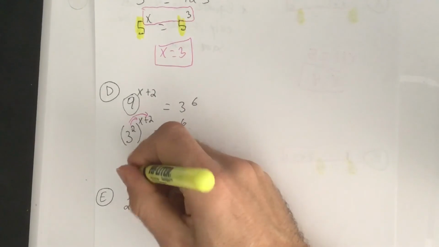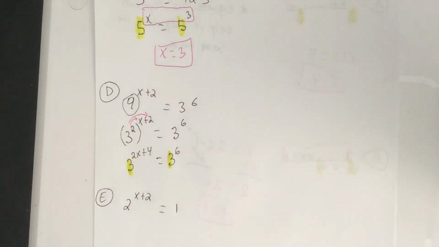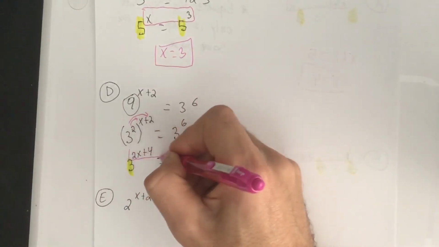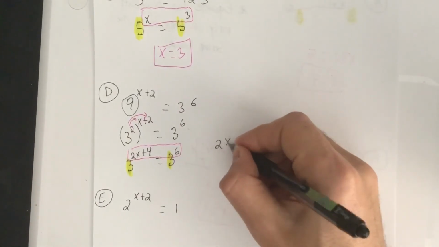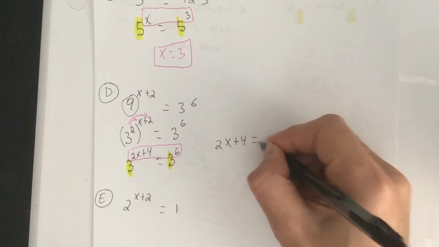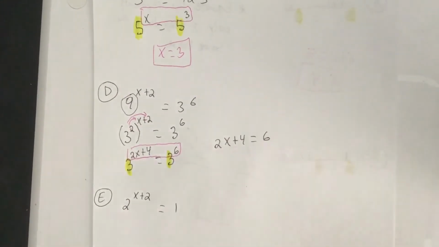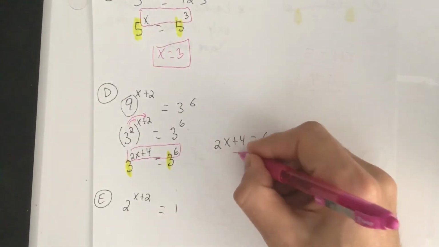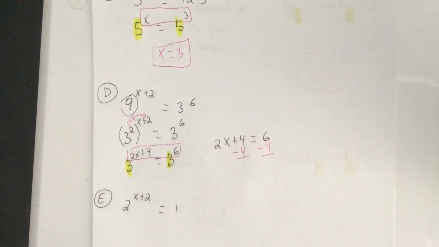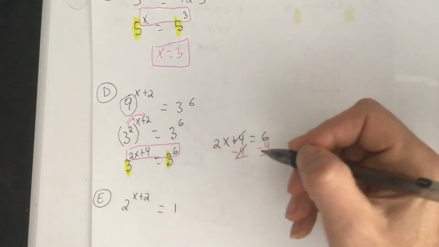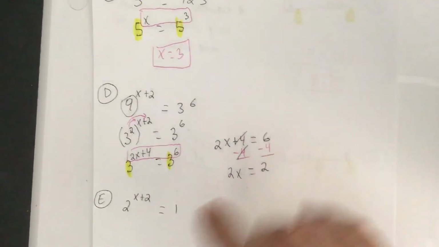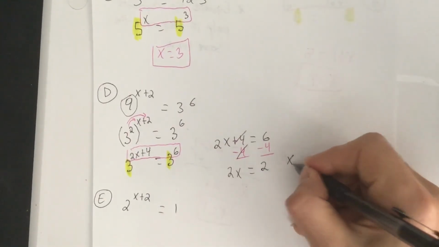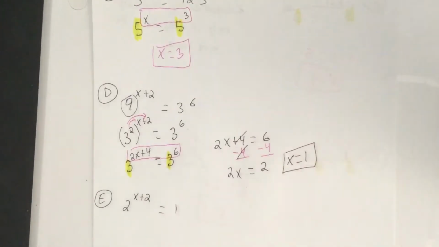Hey, we got same base. So we can equate exponents and solve for x. So we got 2x plus 4 equals 6. We got a two-step equation. We subtract 4 from both sides of the equation. 4 and negative 4 cancel out, and we got 2x equals 6 minus 4, which is 2. Divide both sides by 2, and you should be getting x equals 1. Simple, right?